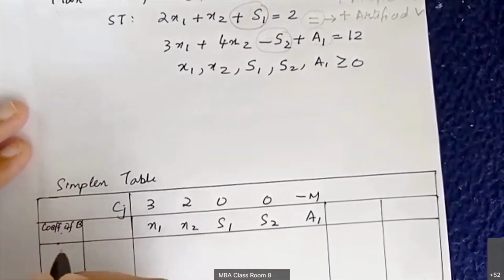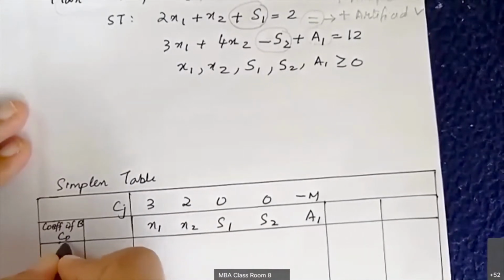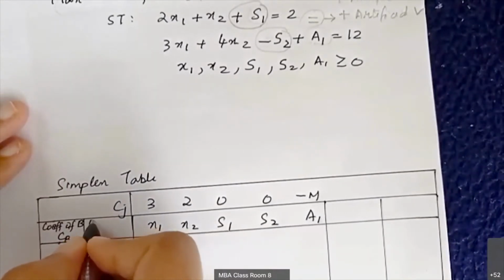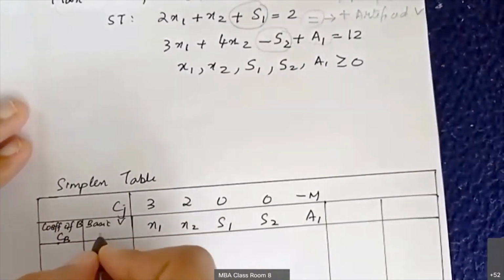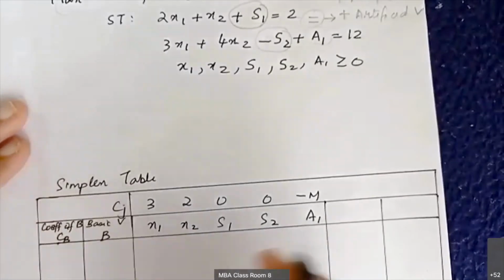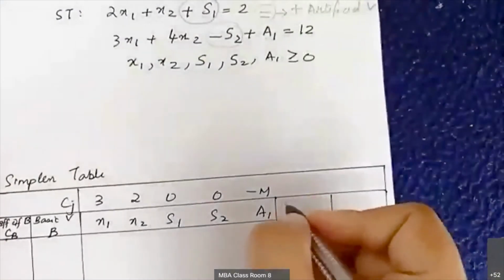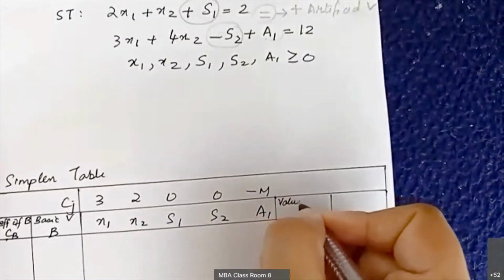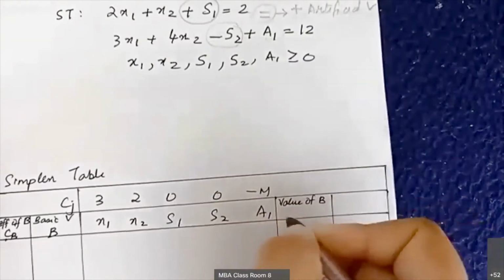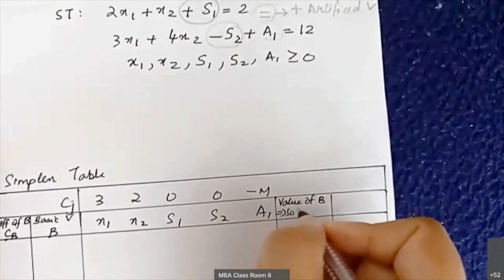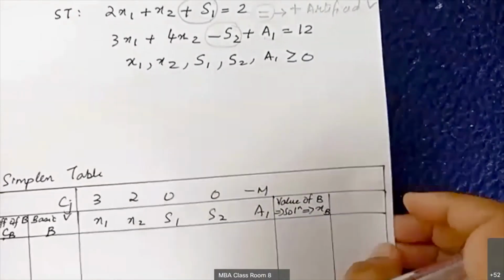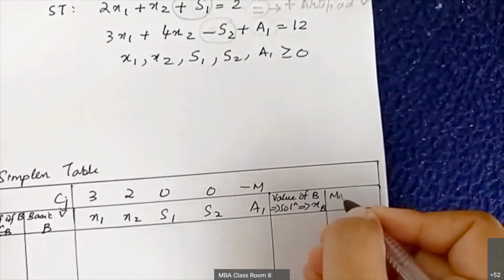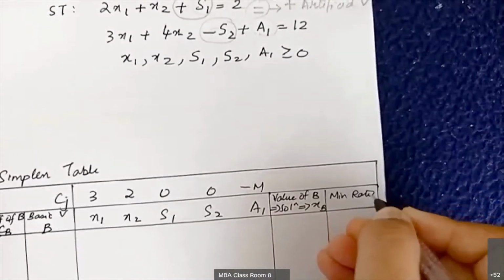Next, over here I have the coefficient of basic variable, which is represented as CB. Next one is the basic variable, also called the basis, represented by the letter B. Over here I have the value of the basic variable. It is also called the solution, and it is represented by XB. In the last column we have the minimum ratio. Hope you remember all these terms.